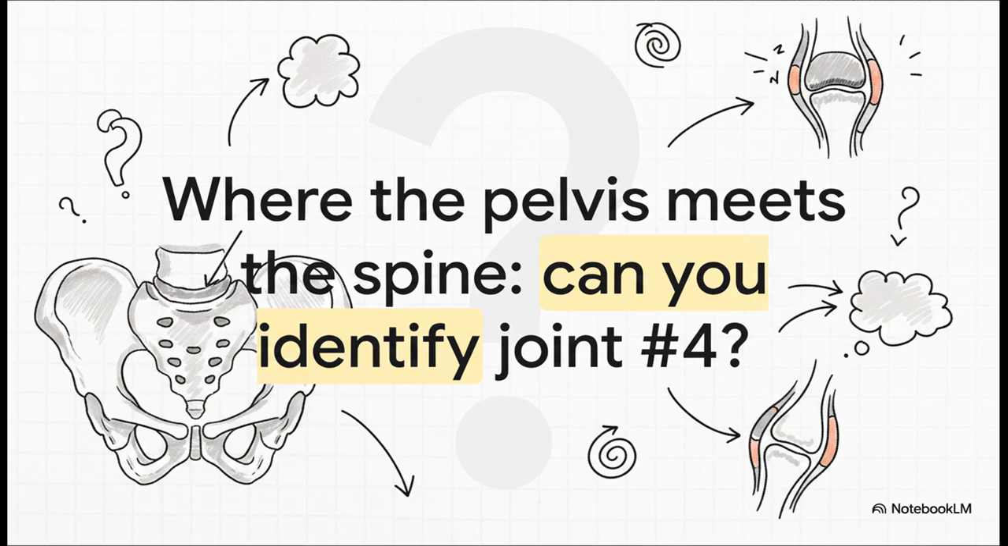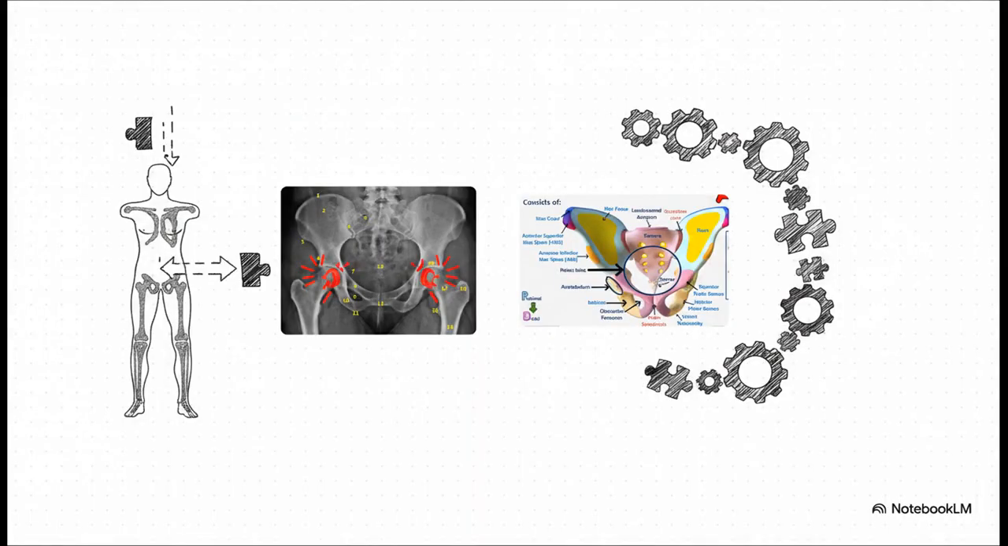Check out the area labeled number 4, kind of towards the center. This is where the pelvis literally connects to the spine. What's this crucial joint called? That is the sacroiliac joint, or the SI joint. And the name tells you everything you need to know. It connects the sacral part, the sacrum from the spine, to the iliac part, the ilium of the pelvis.